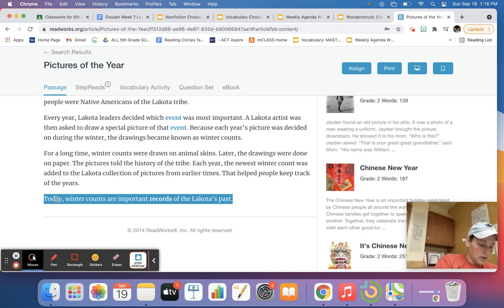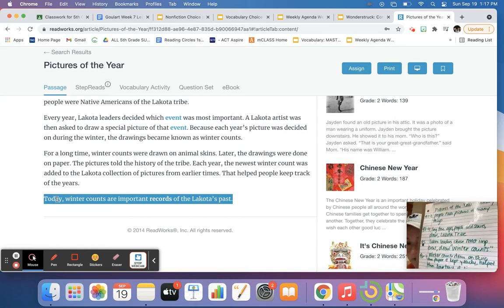Let's say winter counts drawn on skins, comma, then paper, and kept yearly, comma, helped them keep track of time, period.